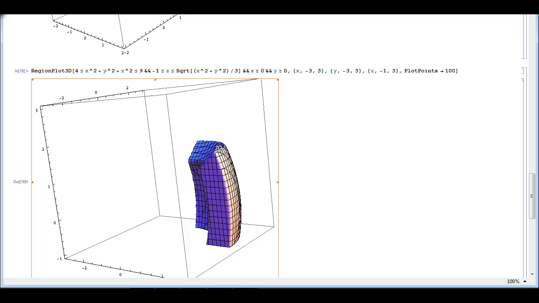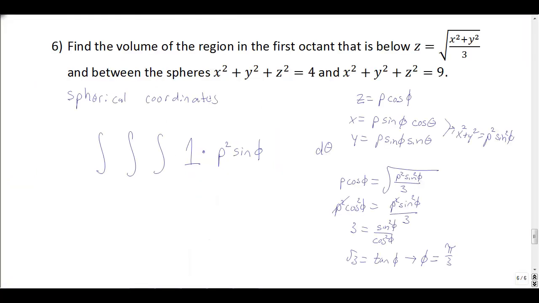So if you think about your phi here, remember, phi is measured from the positive z-axis, so it starts at pi over 3 and goes all the way down to pi over 2. That's at the xy plane. It's really not going to matter what order we do these in. Phi goes from pi over 3 to pi over 2. We're in the first octant, so theta goes from 0 to pi over 2. Rho goes from radius 2, the square root of 4, to radius 3.